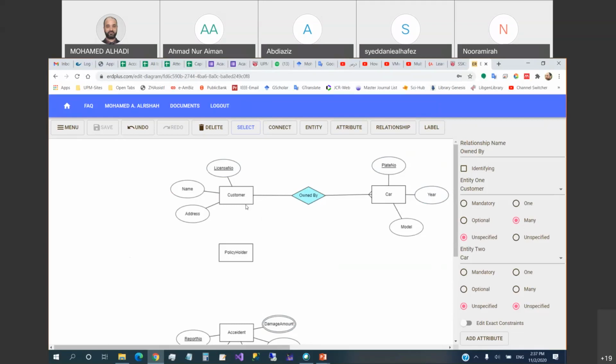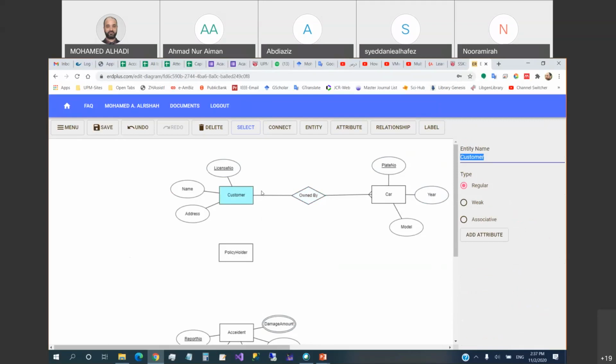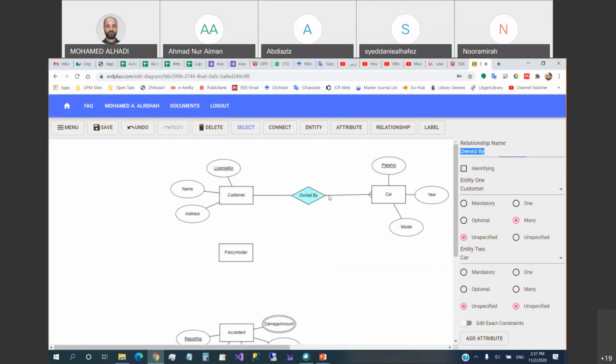The one side of the relation is the customer, and the many side of the relation is the car. That's why we go to the customer and make it many, and we go to the car and make it one. We can see here the relation is one to many, so that means every customer could own multiple cars, but every car should be owned by one customer. Okay, one more thing.